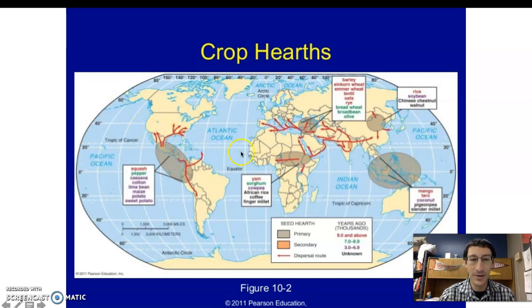So the equator and the Tropic of Cancer, that's probably not a coincidence that this is kind of where this stuff began.